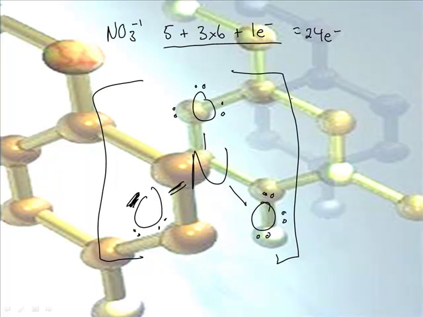Now because it's an ion, I do have to put brackets around it. I have to put a charge of negative 1 right there. If it doesn't have a charge, you don't have to put the brackets, but you do in this case.